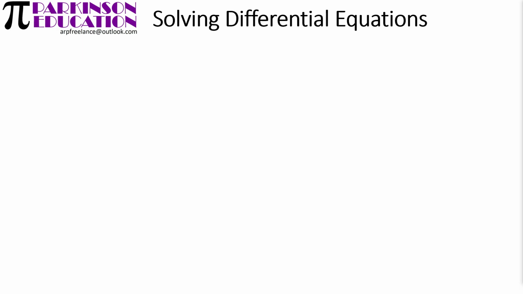There are two things that you need to know how to do to solve a differential equation. One is finding a general solution, and the second is finding a solution. Now if we look at finding a general solution, here is an example. I have 1 over 2x dy by dx equals 2y plus 3.